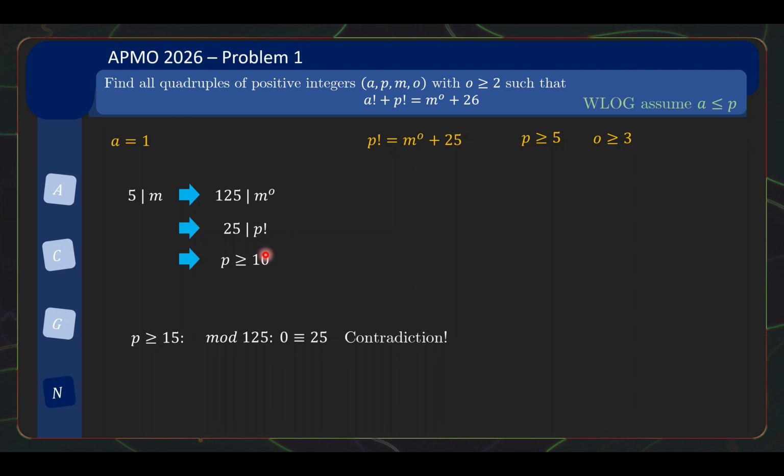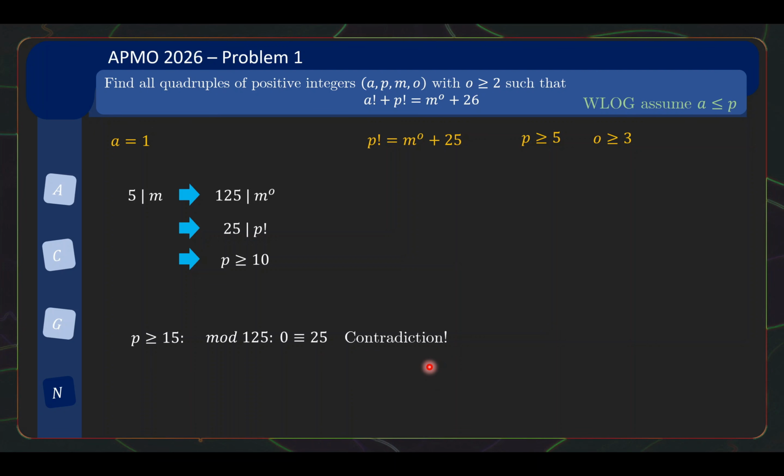Then what is the contradiction trick that we have been using? Basically we want to take mod 125 and get the contradiction, but in order for us to be able to do that, we need P at least to be 15 first, so that we have 5, 10, and 15 appearing in P factorial. So here, under mod 125 now, this is 0, this is 0 because of what we found earlier, and 25 is here, so 0 congruent to 25, contradiction.